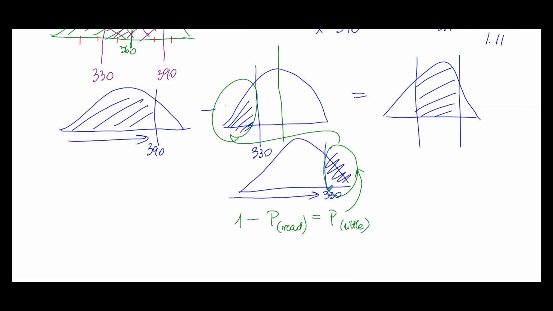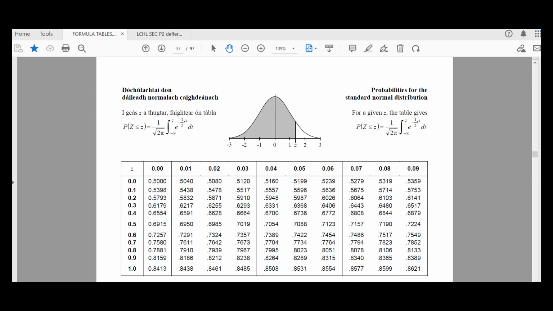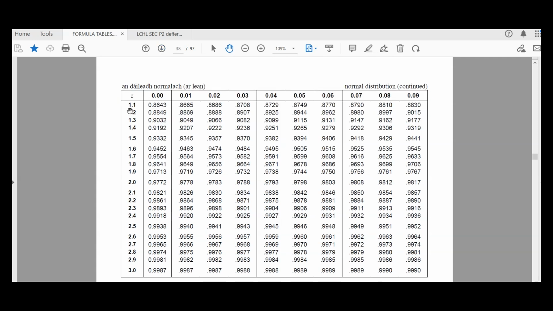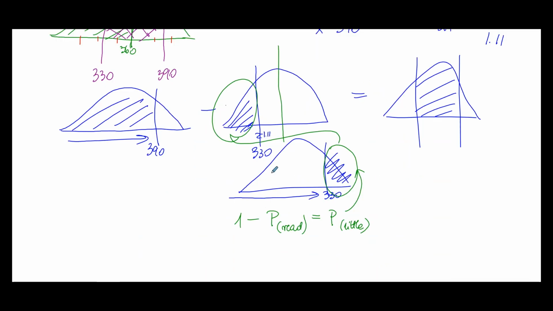So that's what we got here. That's the z that I got here, minus 1.11. But I am going to go to the table and look for 1.11, and that will give me that p here. So let's go to the table. Let's find that. So 1.0, so the next page, 1.11, 8665. Let's take that.